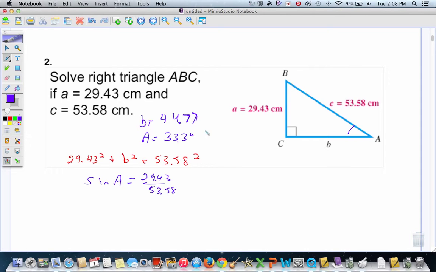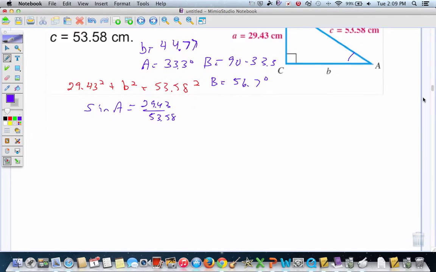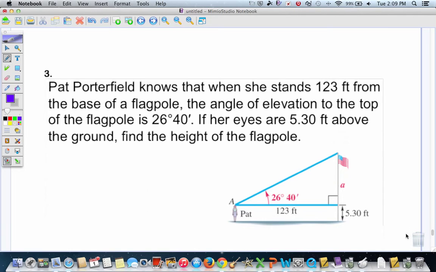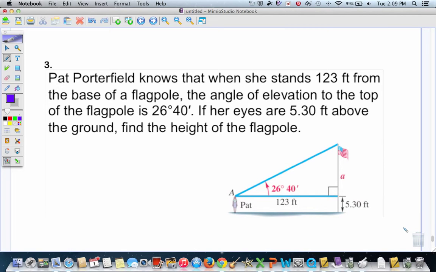And now that we have angle A, A and B should add up to be 90, so angle B is going to be 90 minus 33.3 degrees. And if we do the math there, angle B is going to be about 56.7 degrees. So there's our two missing angles and our missing side. From here we transition into some word problems.